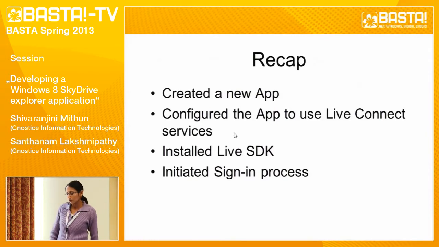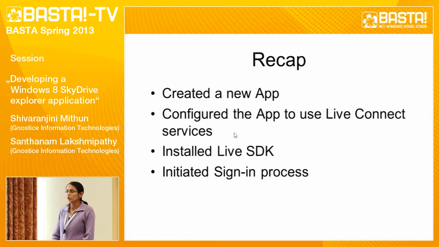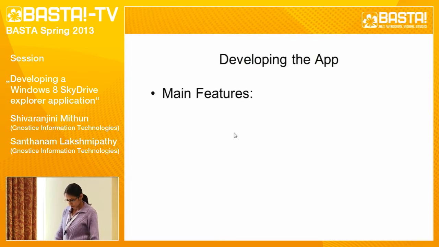So just to recap, we created a new Grid app project, and we configured this project to use Live Connect services, and then we installed the Live SDK onto our system and added a reference into our project. Then we initiated the sign-in process, and we got permissions from the user to access their data. So now let's move on to the application development part.